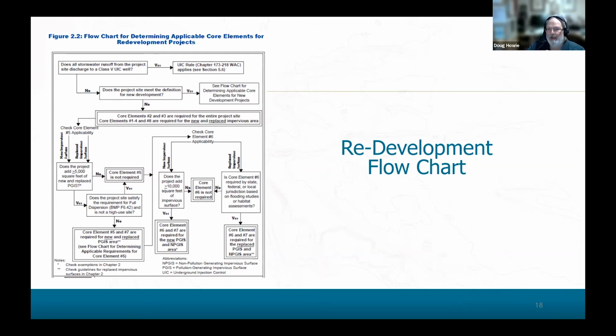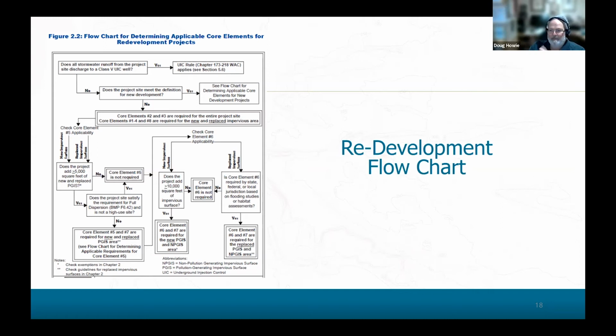So we start out by requiring core elements 2 and 3 for the entire project site. And 1, 4, and 8 are required for the new and replaced impervious areas. So we have some existing surface in there that we have to deal with. And core elements 2 and 3 have to apply to the existing surface as well as the new and replaced. So now we go to core element number 5, and we have to look at this separately between new impervious area and replaced impervious. So each of those have to come into play as we work our way through this.